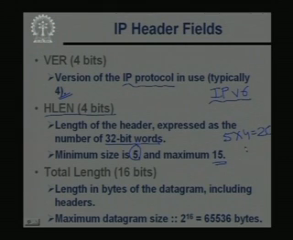The third field is the total length, which is a 16-bit field. This indicates the total length of the datagram in bytes including the headers. Since it is 16 bits, the maximum datagram size can be 2 to the power 16 or 65536 bytes. So, this field will give you an upper limit to the size of the datagram.